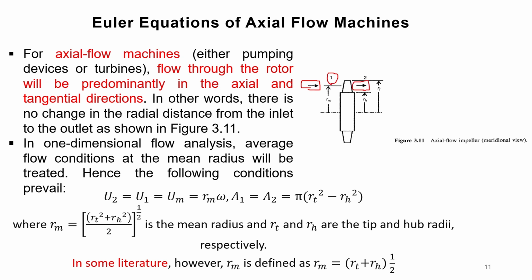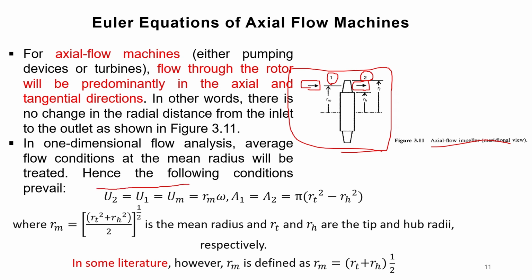So point 1 represents the state of the fluid before it's entering the rotor, and 2 represents the state of the fluid after it passes through the rotor. Since this is a flow in only the axial direction, then we have the velocity triangle. I will show you the velocity triangle in a second for this type of machine. Now of course this is an axial flow impeller.